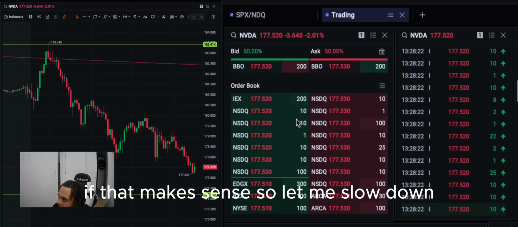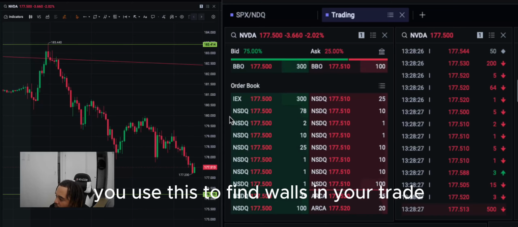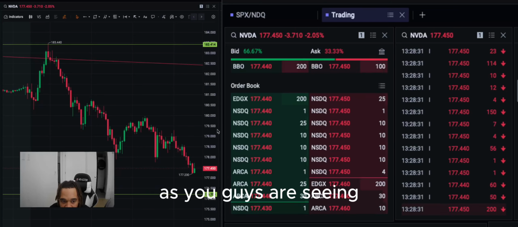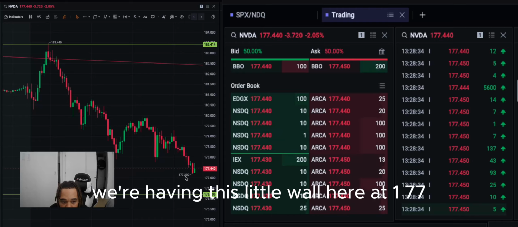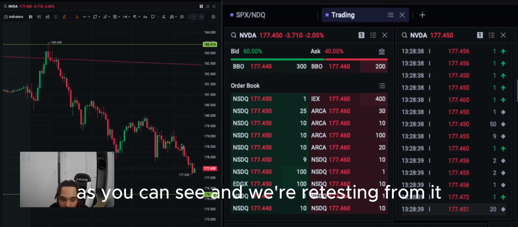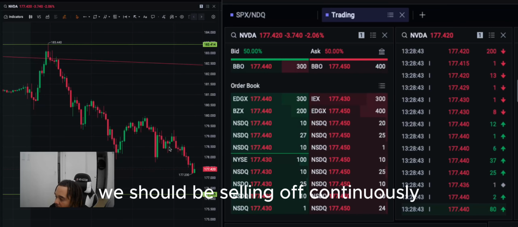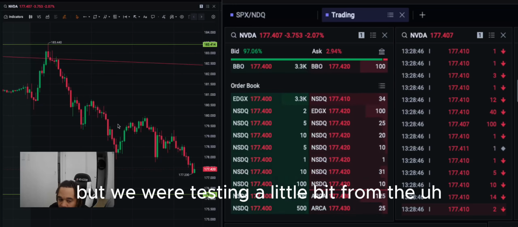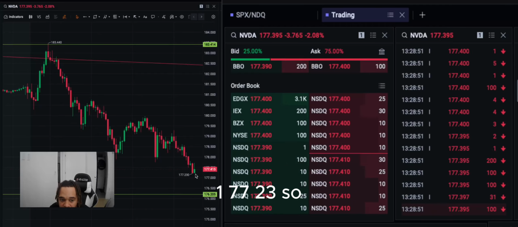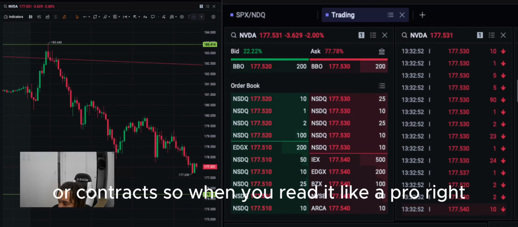So let me slow down. When it comes to using the order book, you use this to find walls in your trade or potential trades, right? So right now in the video, as you guys are seeing, we're having this little wall here at 177, probably 177.50 around there. And we're retesting from it. You know, we're pushing up. From how it looks, we should be selling off continuously because of what you're seeing on this trend. But we're retesting a little bit from some demand here at this level at 177.23. Each level shows the price and how many shares are being offered there or contracts.